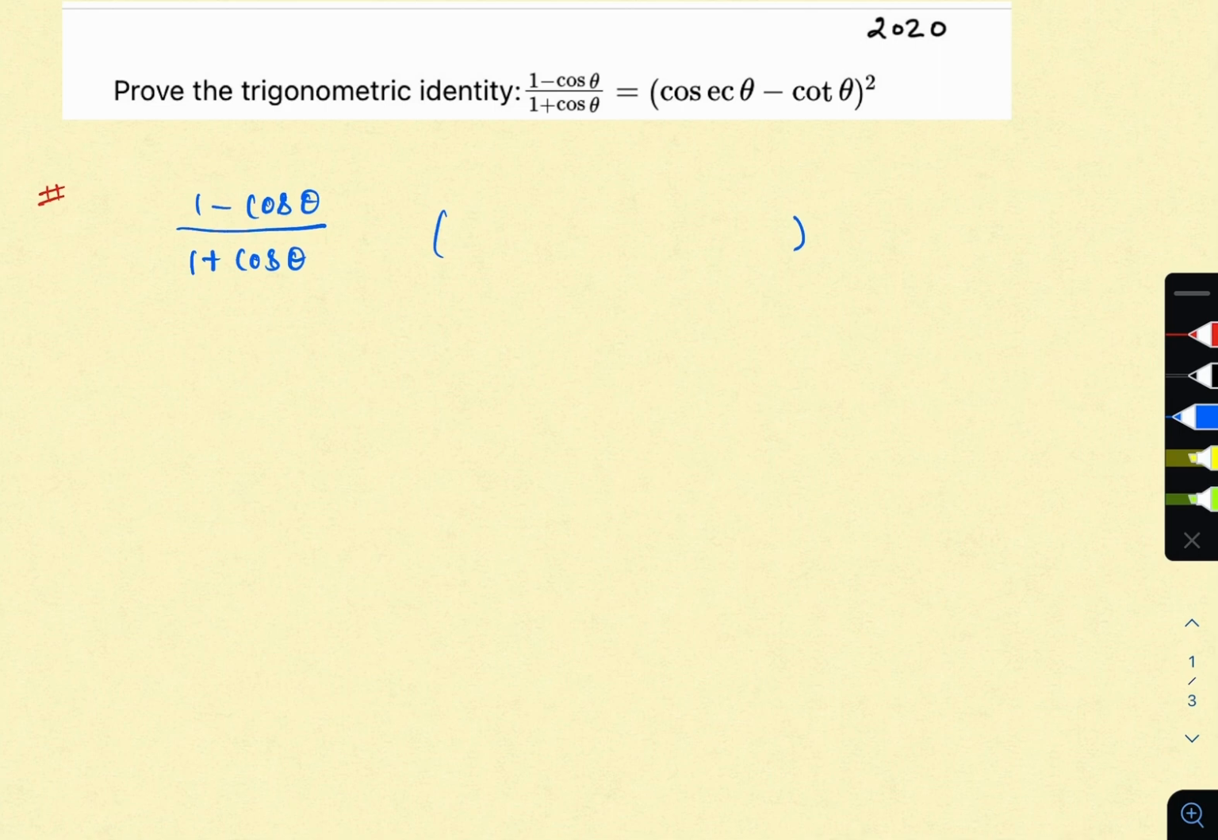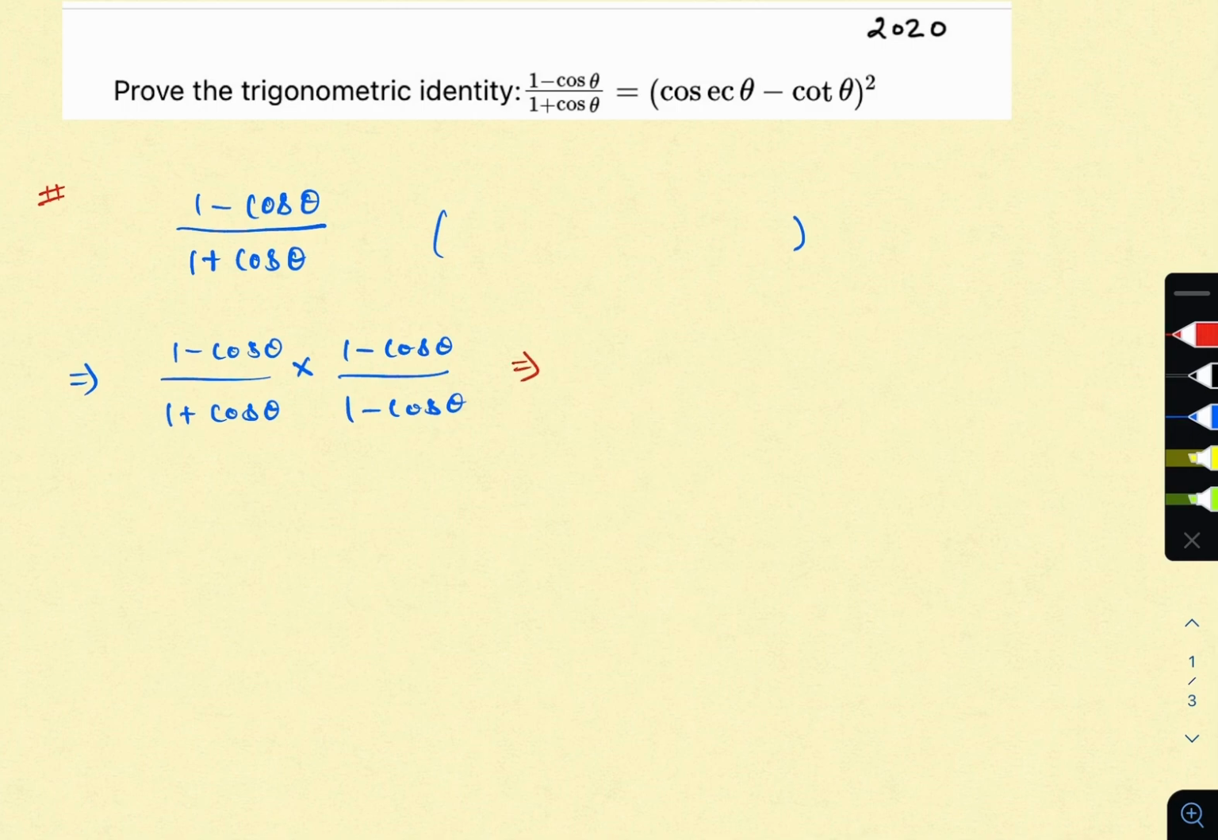So how to do rationalization, this is not a new task for you, all of you know what to do in rationalization. Just change the sign of the denominator and multiply the given function with it and divide it also. So the next step will be (1 minus cos theta) upon (1 plus cos theta), and we multiply it by 1 minus cos theta and divide it by 1 minus cos theta. So from here in the numerator we get (1 minus cos theta) into (1 minus cos theta).